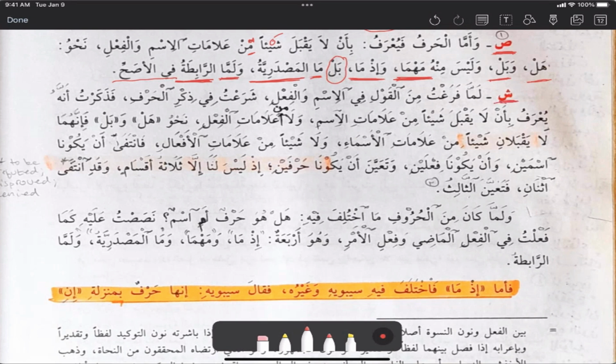Ash-sharh, the explanation. "لَمَّا فَرَغْتُ مِنَ الْقَوْلِ فِي الِاسْمِ وَالْفِعْلِ": when I finished discussing the nominal and the verb, "شَرَعْتُ فِي ذِكْرِ الْحَرْفِ", I commenced to mention the particle. "فَذَكَرْتُ أَنَّهُ يُعْرَفُ بِأَلَّا يَقْبَلَ شَيْئًا مِنْ عَلَامَاتِ الِاسْمِ": and I mentioned that the particle is identified by not accepting any of the identifiers of the nominal, "وَلَا مِنْ عَلَامَاتِ الْفِعْلِ", nor any of the identifiers of the verb.